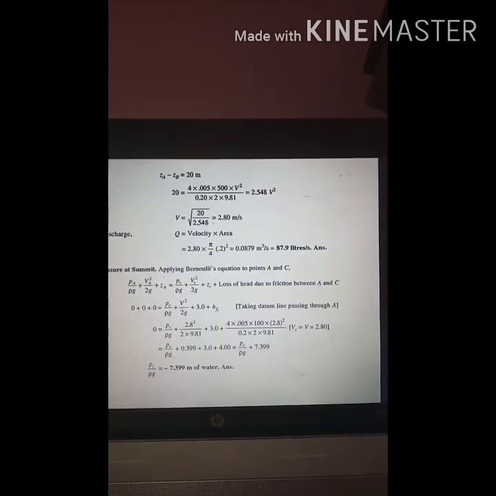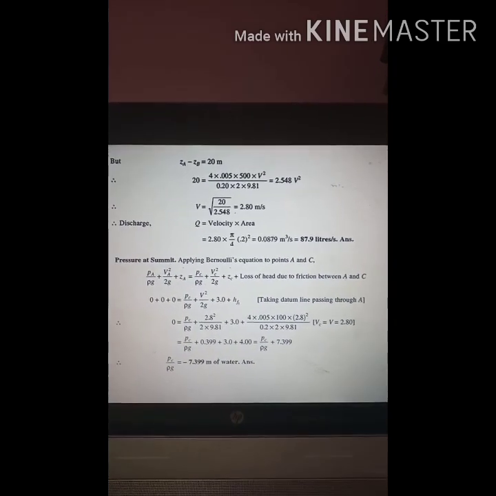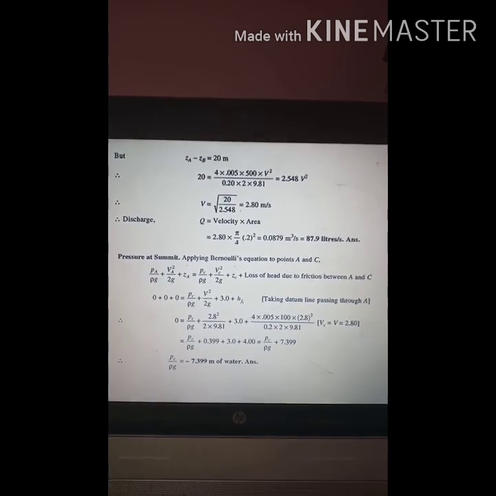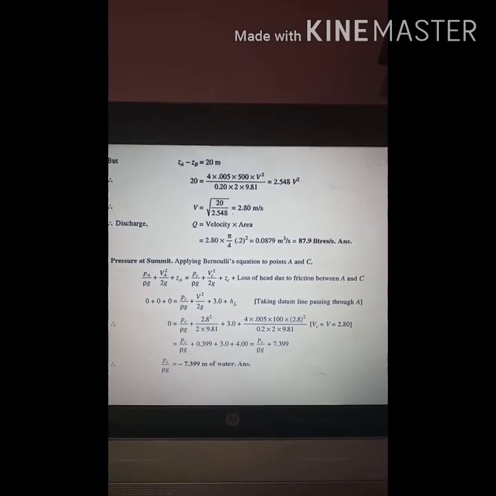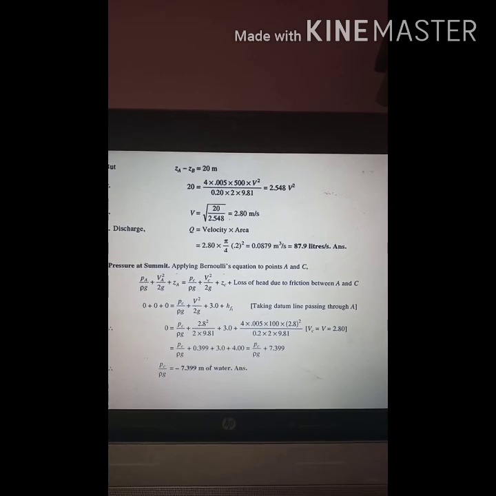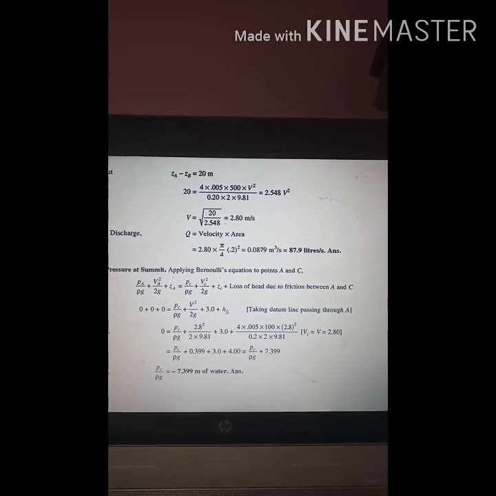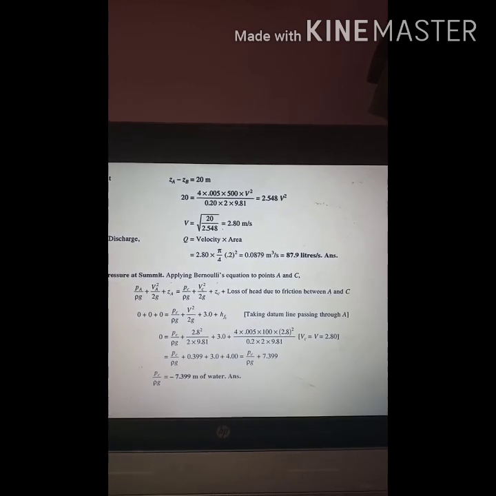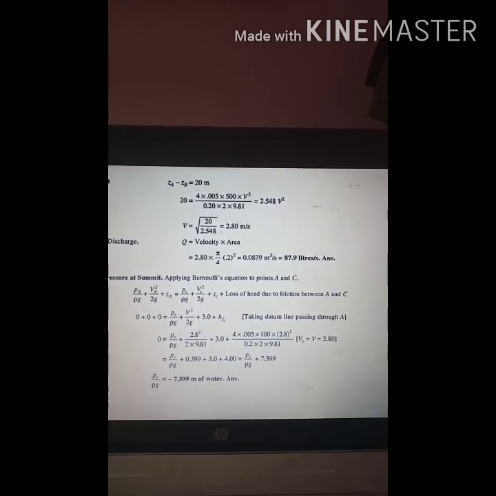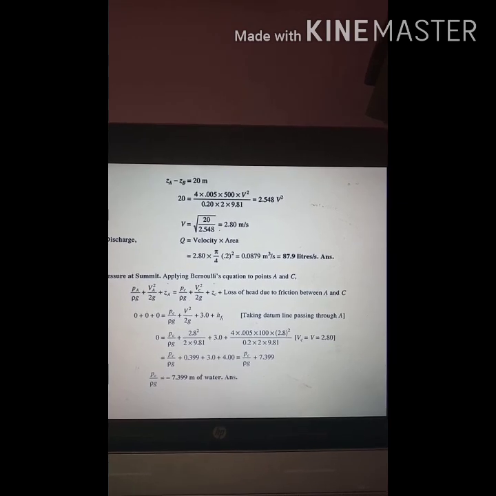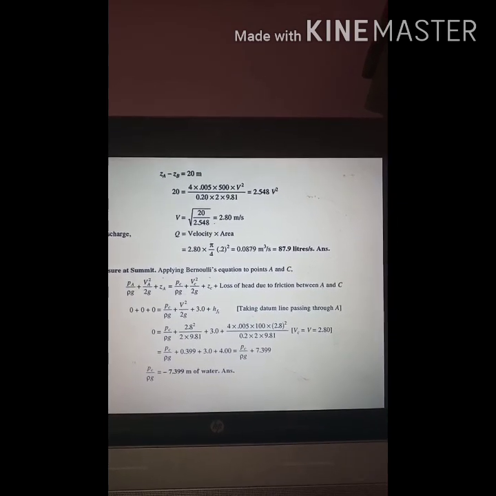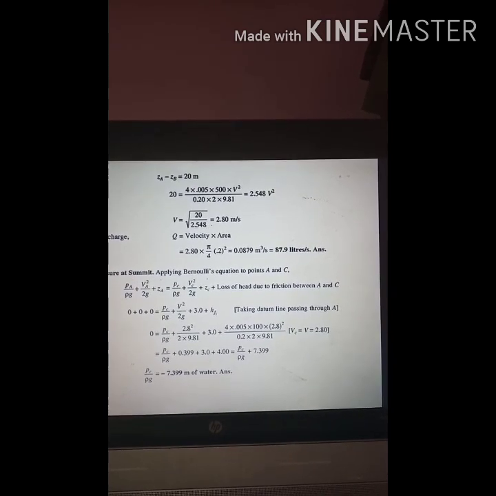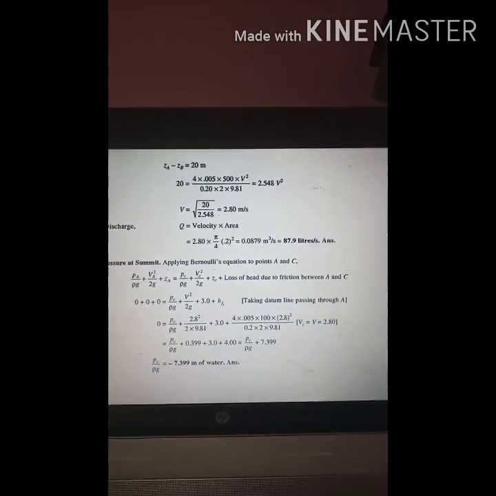So if you see from the given calculations, ZA minus ZB, which is equal to 20 meter, is equal to HF, 4FLV square by 2GD. If you put all the values of F, L and D in the given equation, you will get the velocity. Velocity is equal to 2.80 meter per second. Once you get the velocity, you will get the discharge, because discharge is also asked to calculate. So discharge is coming as 0.0879 meter cube per second, or 87.9 liter per second.